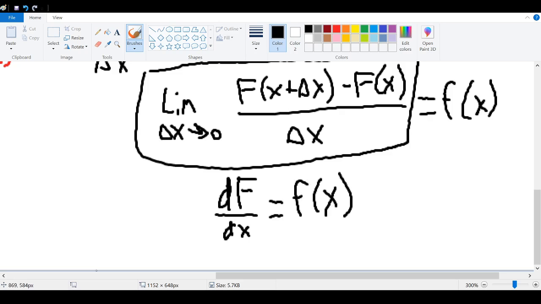But this is exactly what the fundamental theorem of calculus says. It says the derivative of the integral is equal to the function. And so we've proved it in a non-rigorous way, and I hope this gave you a little bit better intuition and understanding of the fundamental theorem of calculus.